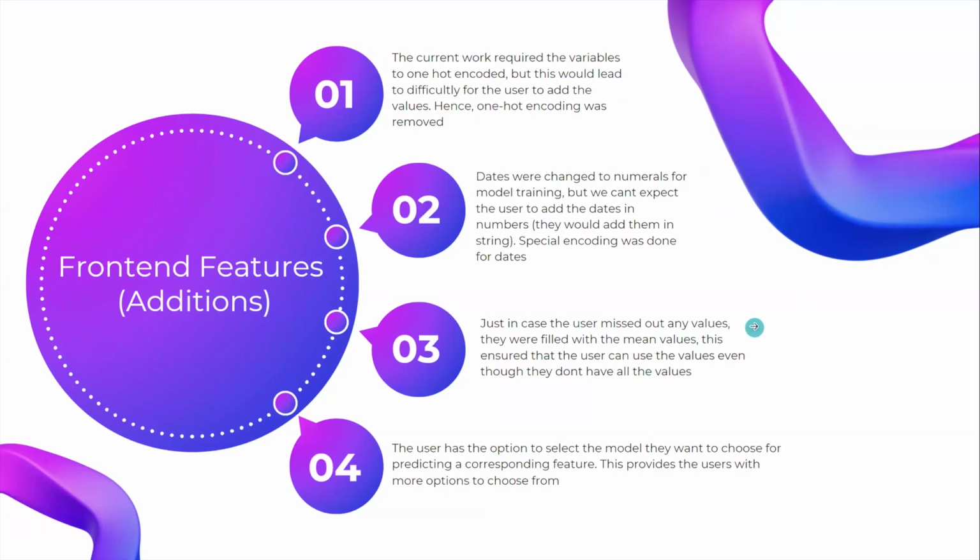Just in case the user has missing values, it's not that they cannot use a dataset; it will fill them automatically with the average value. The user has the option to choose from 3 models. They can use all 3 of them and choose the best one accordingly.